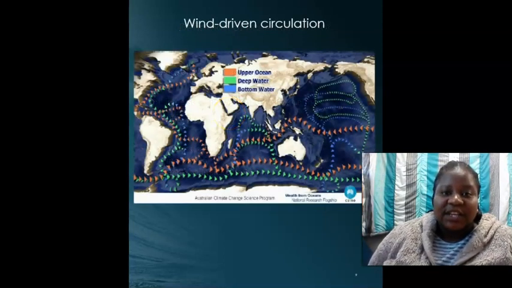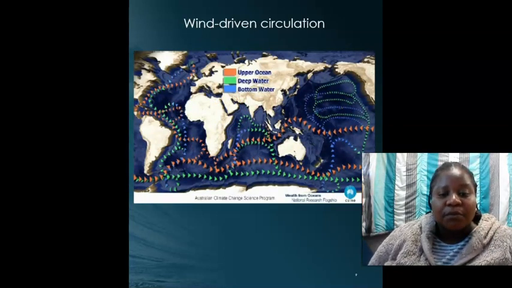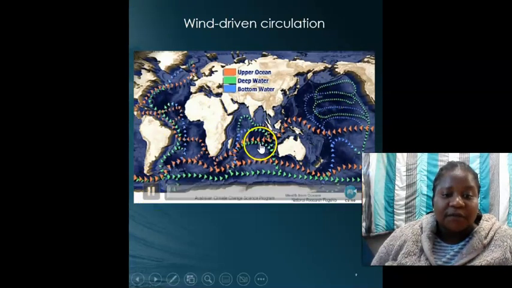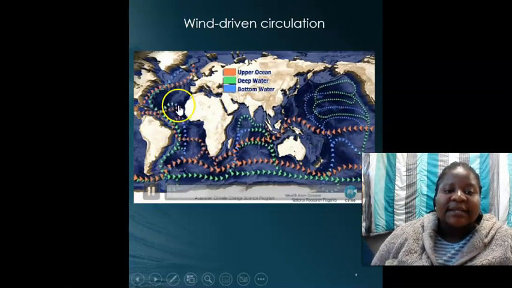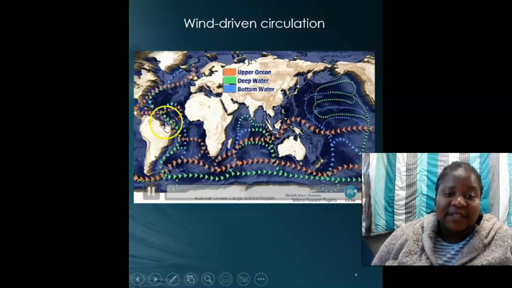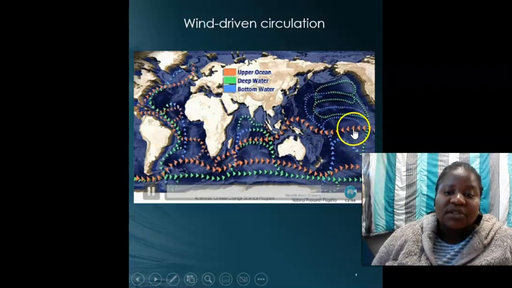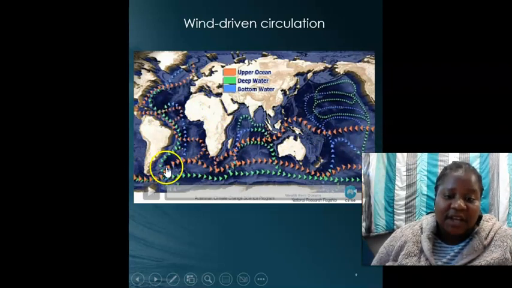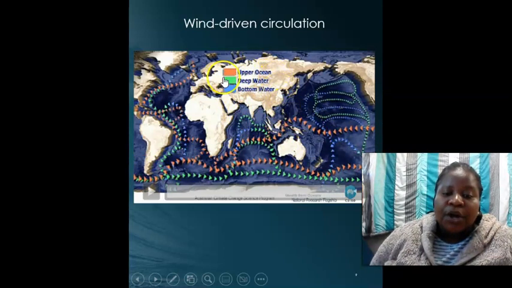So the wind-driven circulation, as the name suggests, is triggered by the movement of surface winds across the ocean. And this basically triggers movement of surface water, and what we see forming surface currents. And what we see here in this animation is just the different types of surface current, and you can see they are color coded. So the upper, and then deep, and water.